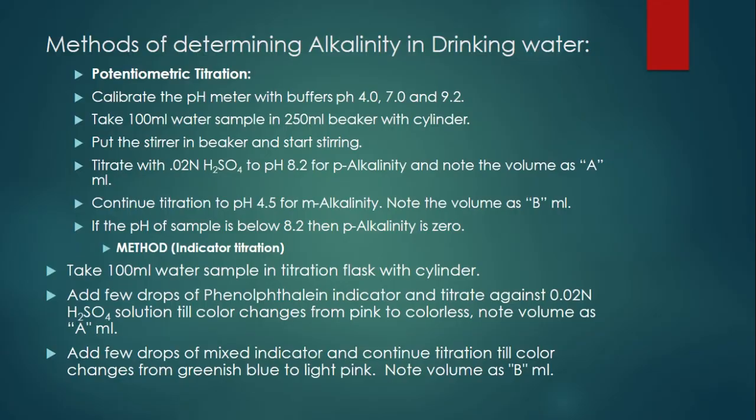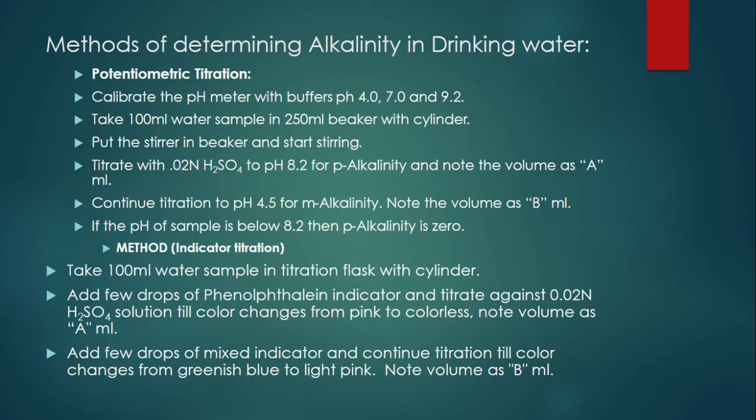What is the procedure for measuring alkalinity in water? I am explaining here the potentiometric method. First of all, calibrate the pH meter with buffers of pH 4, 7, and 9.2. Now take 100 ml sample water in a 250 ml beaker with a measuring cylinder. Put the stirrer in the beaker and start stirring. Place the pH electrode in the beaker and note the pH of the sample.